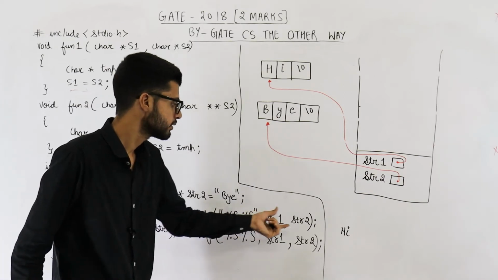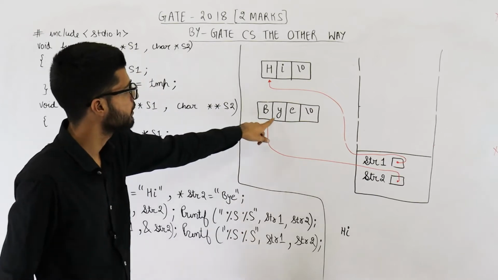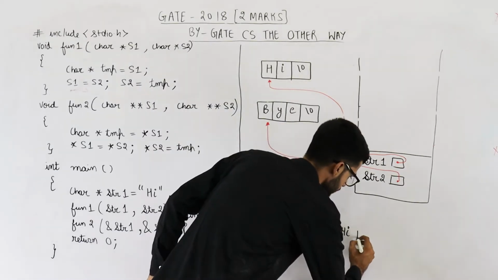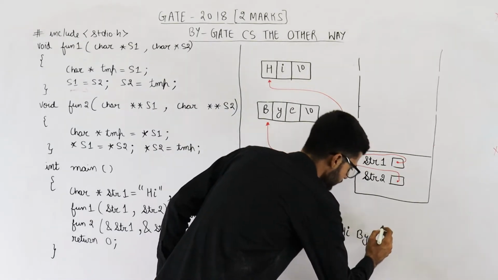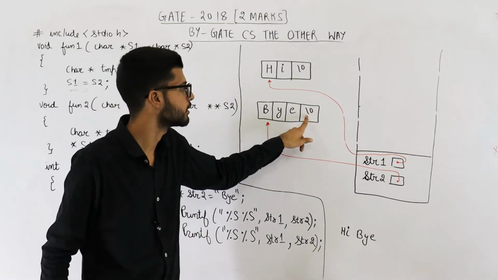For this %s, whatever is present at this address is printed. It is bye, then the null character. Okay. bye is printed and the null character will not be printed. It is only to indicate that the string has ended now.